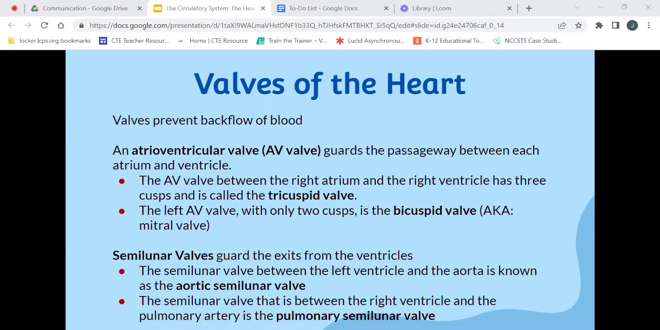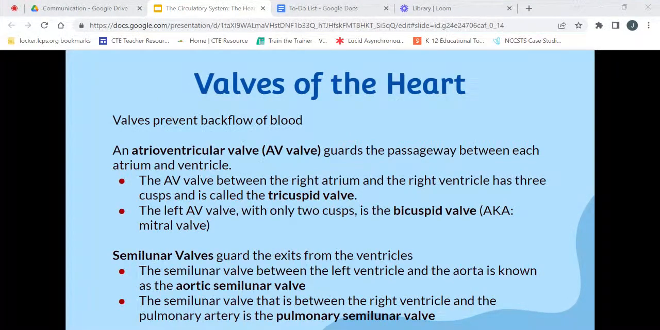It is between the right atrium and the right ventricle, and that one is called the tricuspid valve. The left AV valve only has two cusps and is called the bicuspid valve. The AV valves are held in place by connective tissue called chordae tendineae, also known as the heartstrings. They attach to valves in the papillary muscles, which project from the walls of the ventricles.